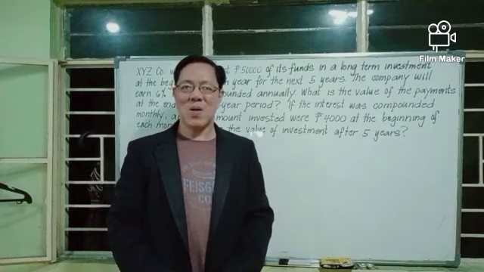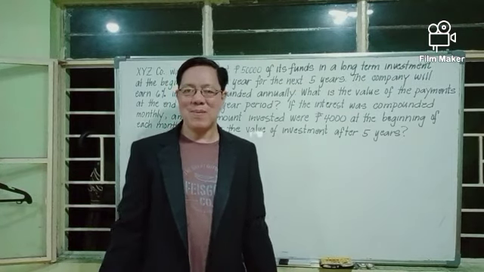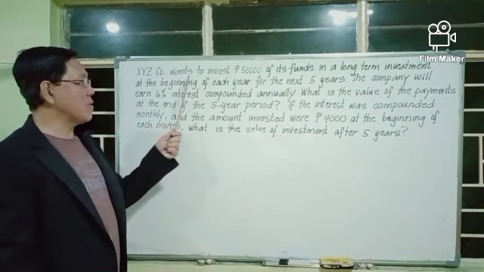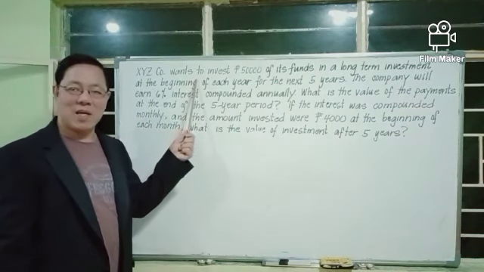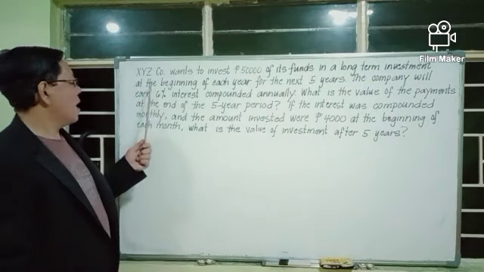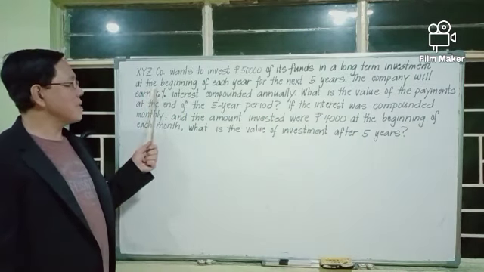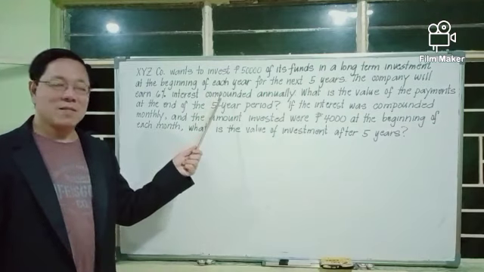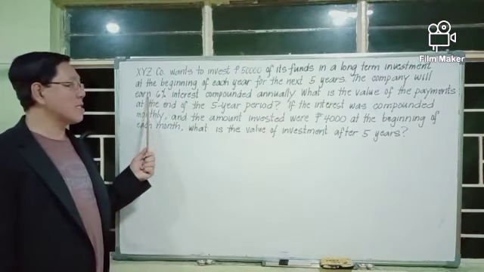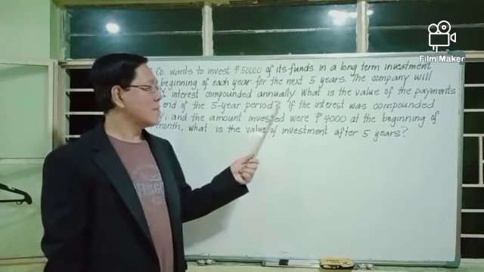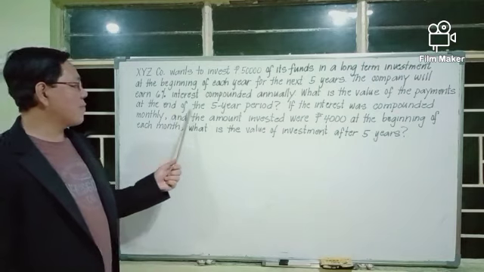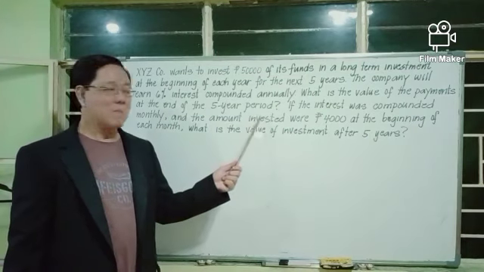Our next example, consider the following problem. XYZ company wants to invest 50,000 pesos of its funds in a long-term investment at the beginning of each year for the next 5 years. The company will earn 6% interest compounded annually. What is the value of the payments at the end of the 5-year period?